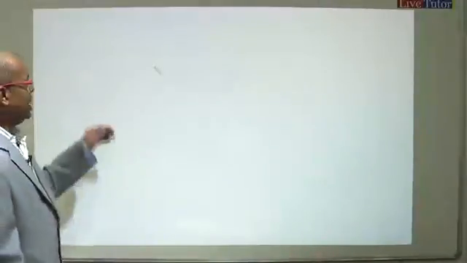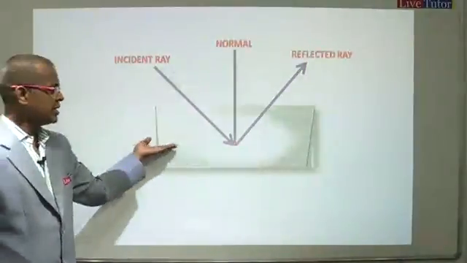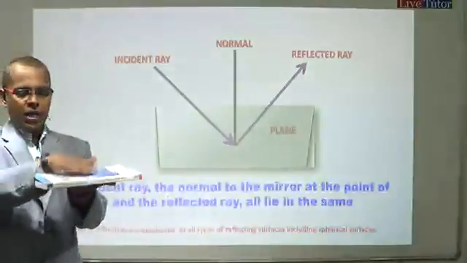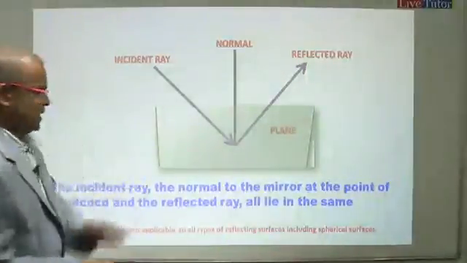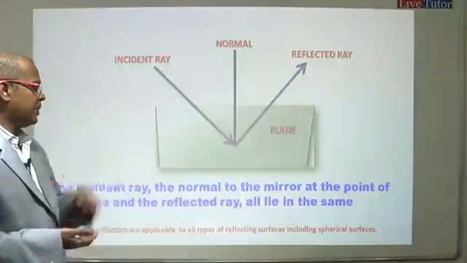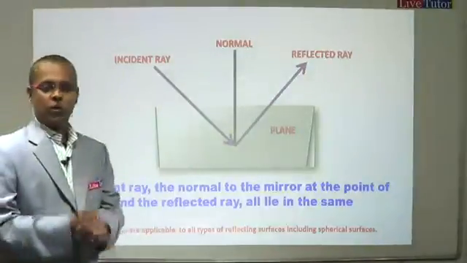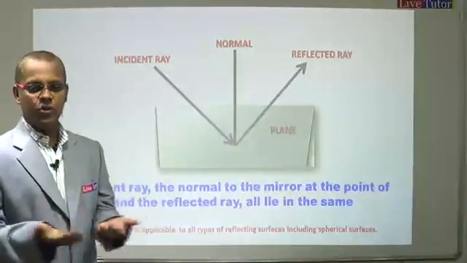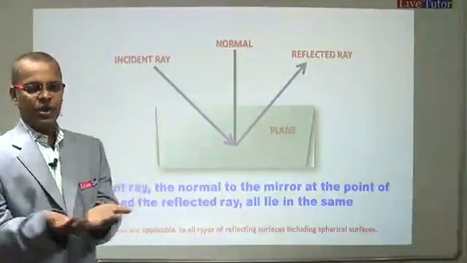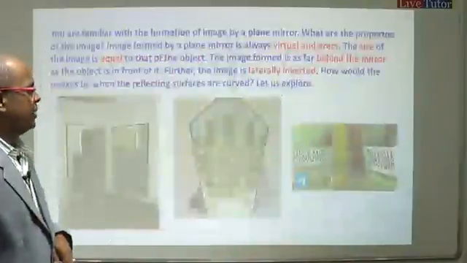The second law says the incident ray, the reflected ray, and the normal all lie on the same plane. As we have seen just now, the incident ray, the reflected ray, and the normal all lie on the same plane. This is the plane. So this is what the second law says. Right? Now these laws of reflection are not only applicable for a plane surface. It is applicable for all types of reflecting surfaces. Not only a plane surface or a polished or smooth reflecting surface, but also spherical surfaces. Whether it is a curved one or any other surface, these laws of reflection are applicable. Right.